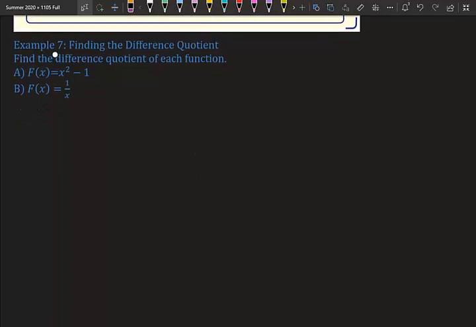So finding the difference quotient, we have two parts. We have x squared minus 1, and then we have 1 over x. So let's do part A first. We have f of x equals x squared minus 1.